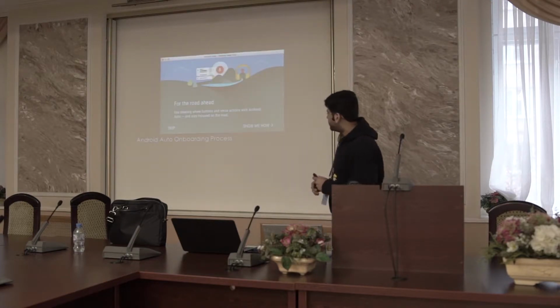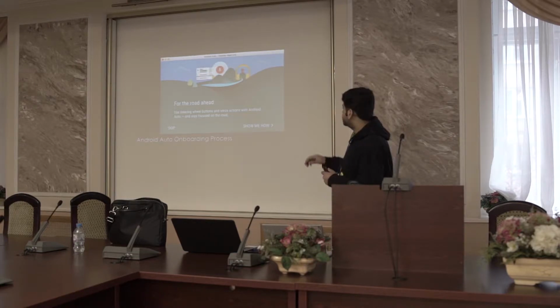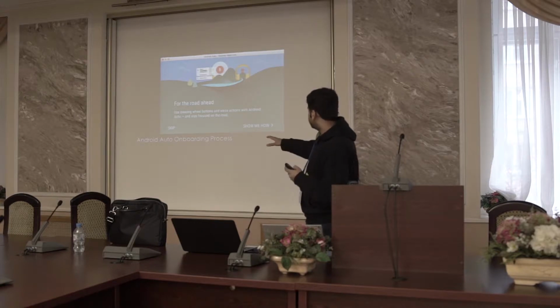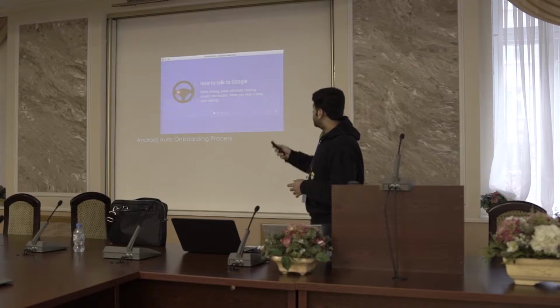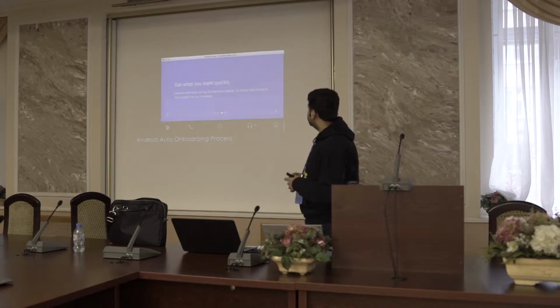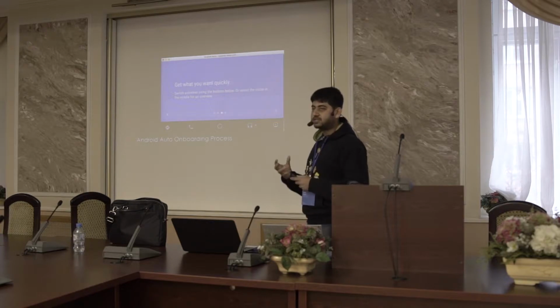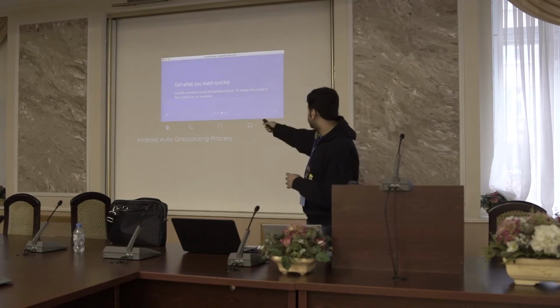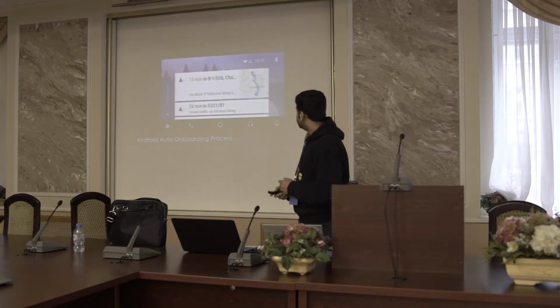Just a brief overview of how Android Auto looks. If you install Android Auto, this is how your dashboard looks. It has an onboarding process with a couple of screens. First it tells you how to talk to Google. There's a microphone at the top. You click on that and you can say OK Google. All the things that you need quickly, all the things that are available on Android Auto, are in these buttons at the bottom. Apart from that, there isn't anything else in Android Auto.